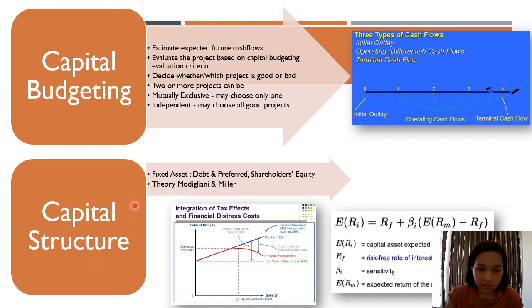So capital structure actually consists of 2 items, which is fixed assets. So fixed assets consist of debt, preferred, and shareholders' equity. And when we are talking about this capital structure, we need to also understand the theory provided by M&M, or Modigliani and Miller. And we have to always take the integration of tax effects and financial distress costs into consideration, as we might want to see from this graph.